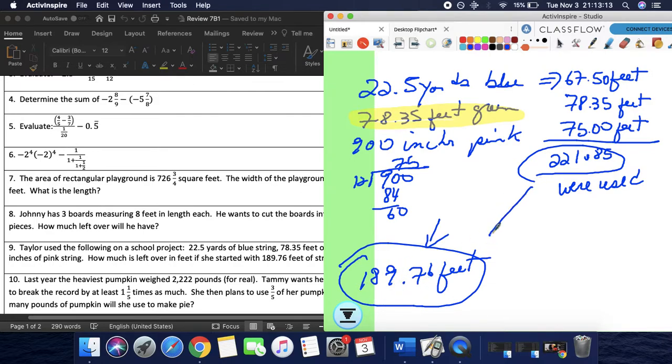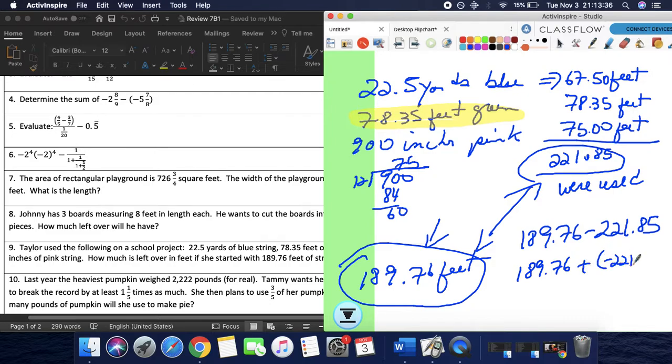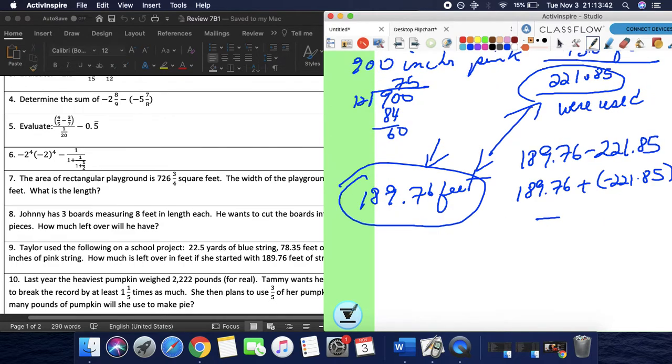But if you got this far, let's continue, because we're going to get a negative number, maybe negative yardage, negative feet, or however that means. Maybe Taylor borrowed some from somebody else. So it becomes 189.76 plus negative 221.85, right? So we have to find out how much. It's going to be negative something.